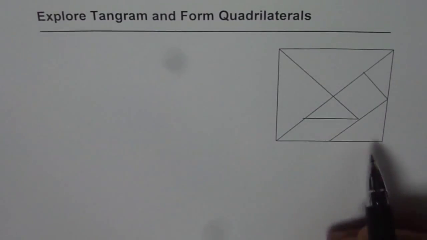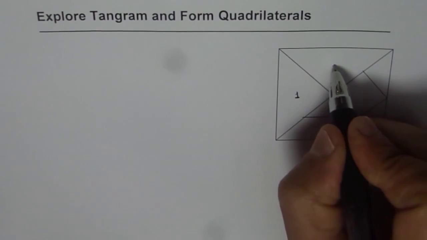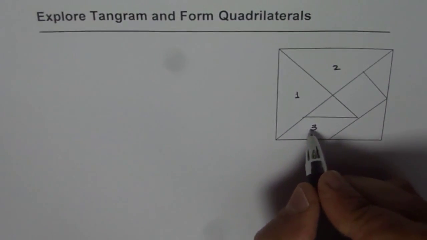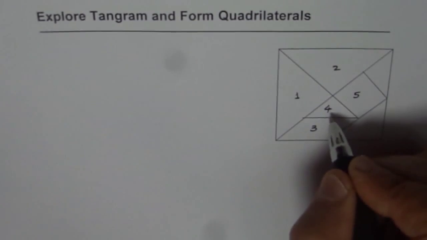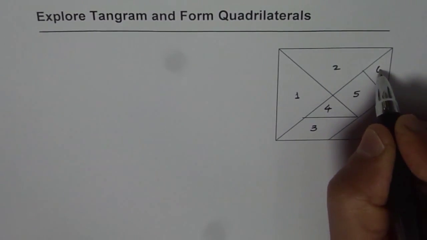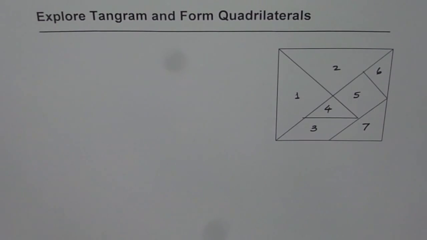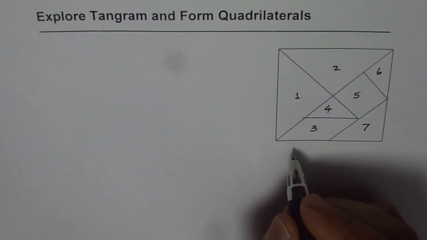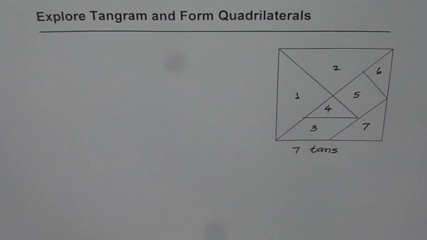And here I have these 7 pieces. One big triangle with another big triangle, piece number 1 and 2. Then we have a parallelogram, number 3, small triangle 4, square 5. A similar small triangle, which is 6. And then we have a medium triangle, triangle number 7. So these 7 pieces are the 7 tans, pieces of tangram.